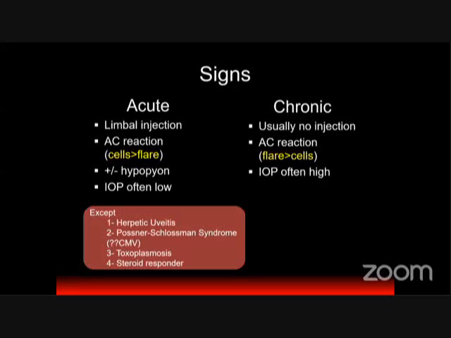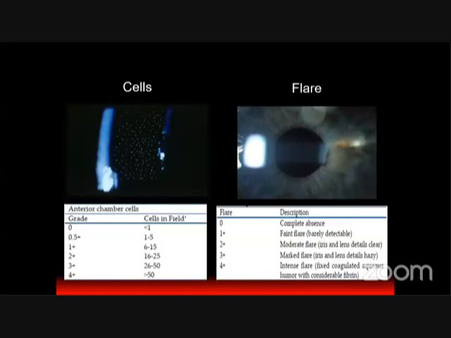In acute cases, the IOP could be high, and this is such a famous question in examinations. What entities do you suspect in high IOP in acute anterior uveitis? Herpes, Posner-Schlossman, in which cytomegalovirus is incriminated in the pathology, toxoplasmosis, or steroids. Now, this is what we all know.